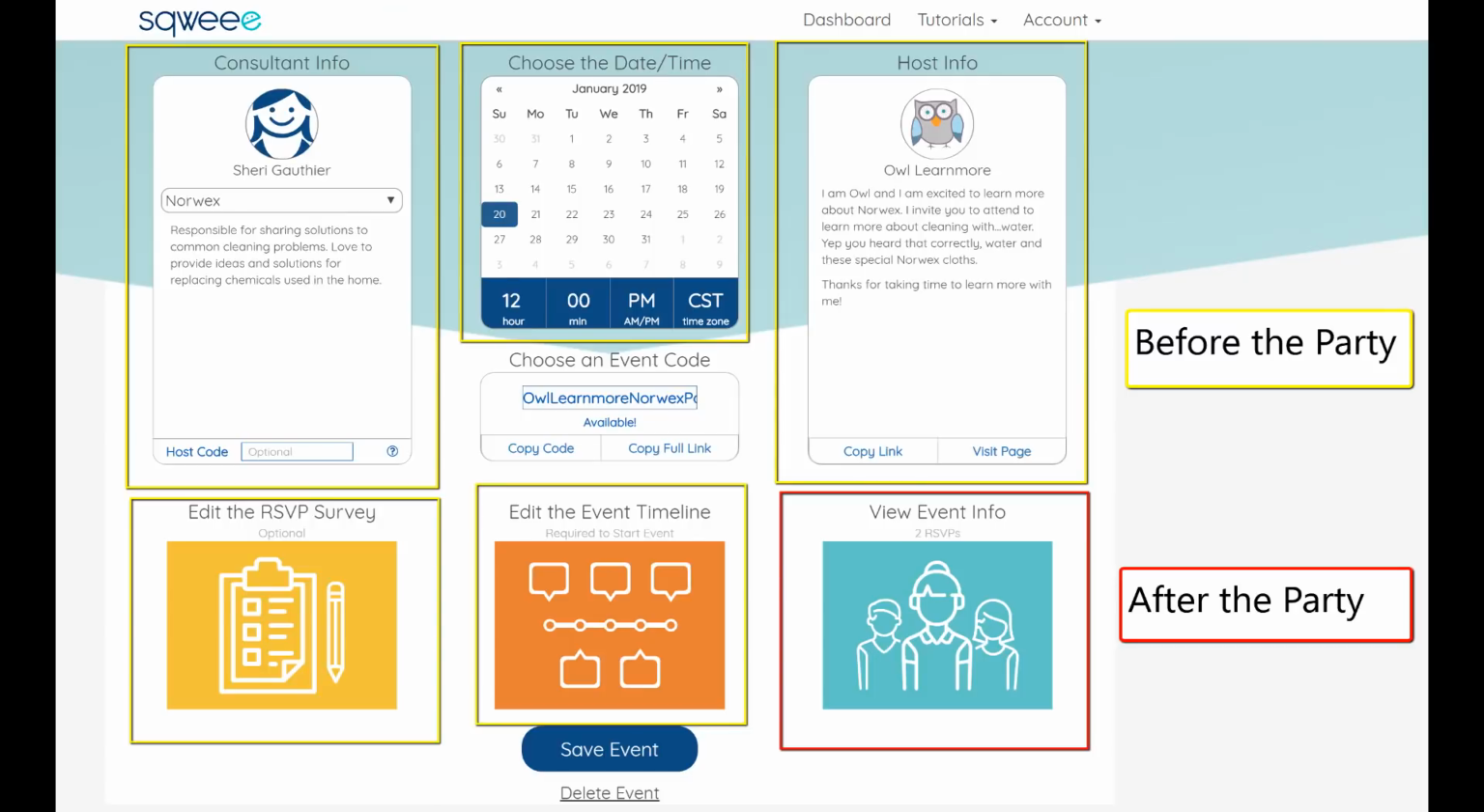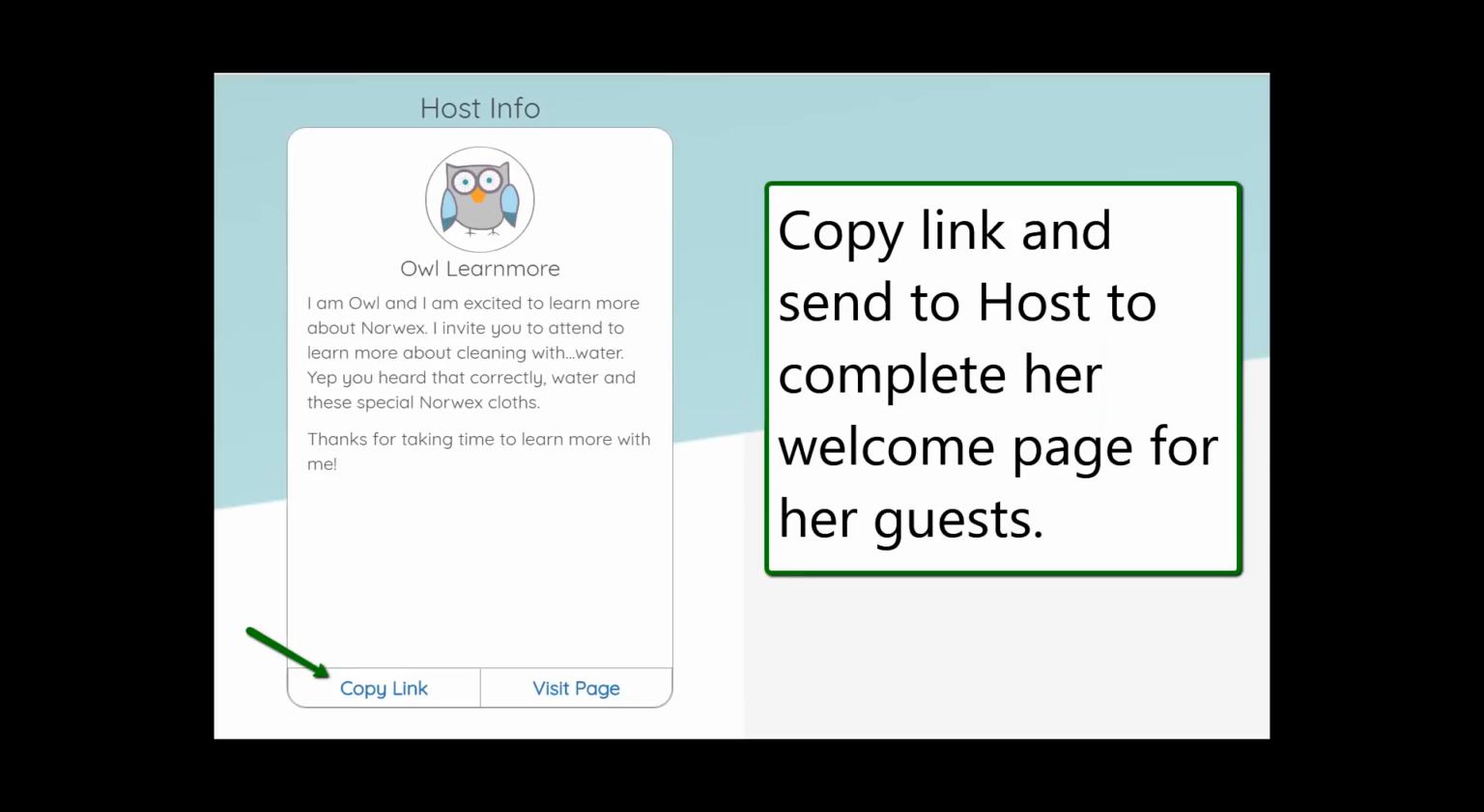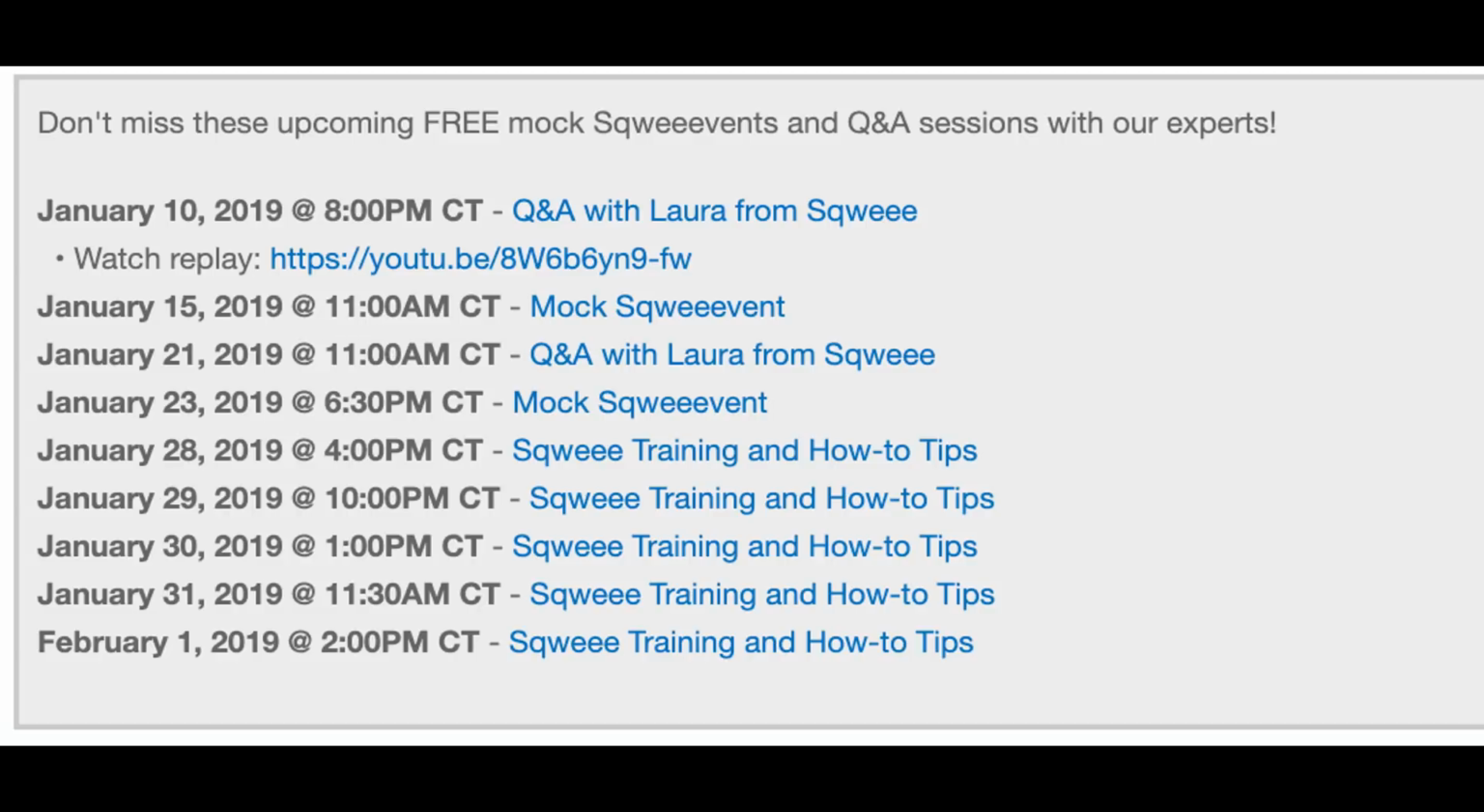We're going to do a couple more trainings. We've got some Q&As coming up. All of those are listed on the business toolbox page under Sqweee. So way down at the bottom, you can see all of the other trainings that we have coming up. So join us again.